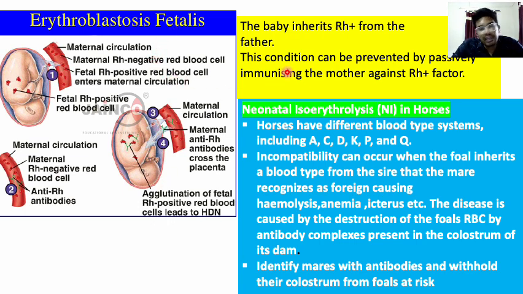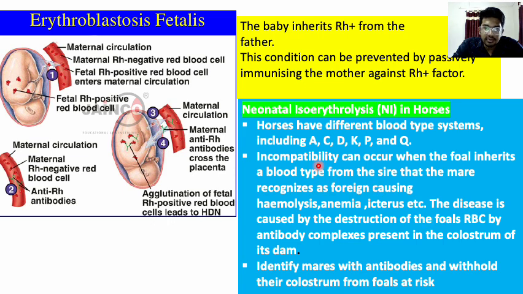How can we prevent it? We can prevent it by passively immunizing the mother against the Rh positive factor. That means when the Rh positive factor enters the mother, we can immunize the mother against the antibody that is produced. Okay, neonatal isoerythrolysis is the next important thing, which is seen in horses.